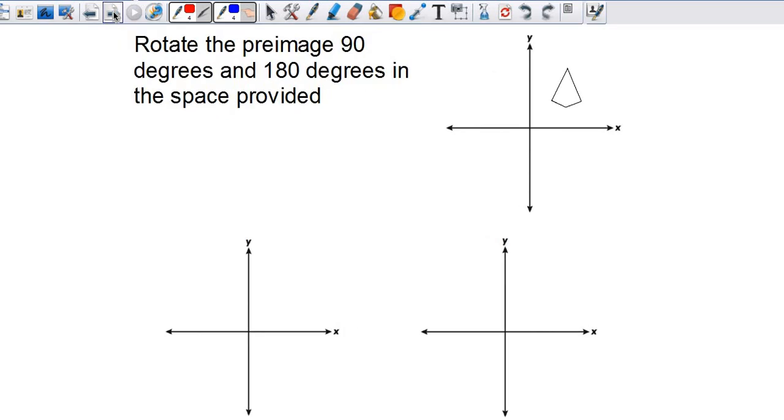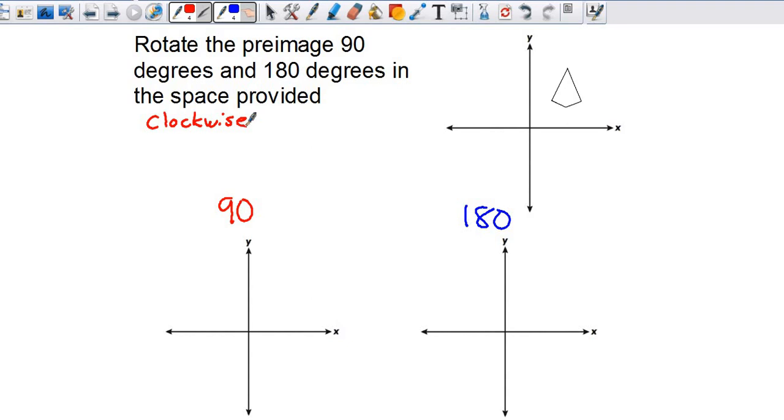So let's go ahead and do this one together. It says rotate the image 90 degrees and 180 degrees in the space provided. So we're going to start with a 90 degree here, and then we're going to do the 180 degree here, all right? Now, this question should have given you a little bit more information. So what we're going to do is we're actually going to rotate it clockwise, all right? Make sure you know clockwise means as a clock, or the same way that the hands on a clock go.